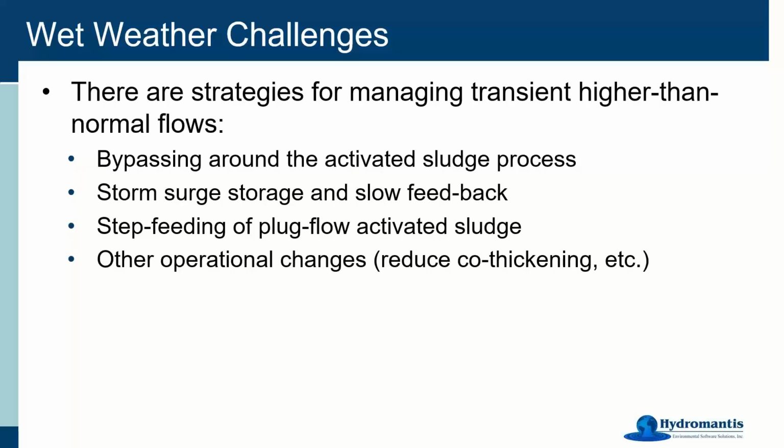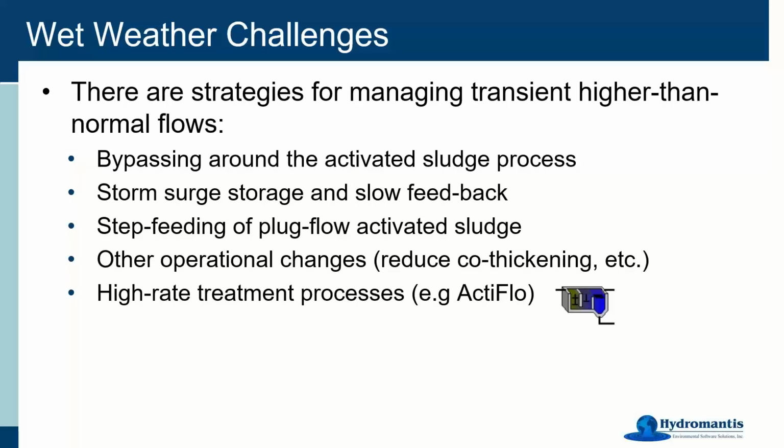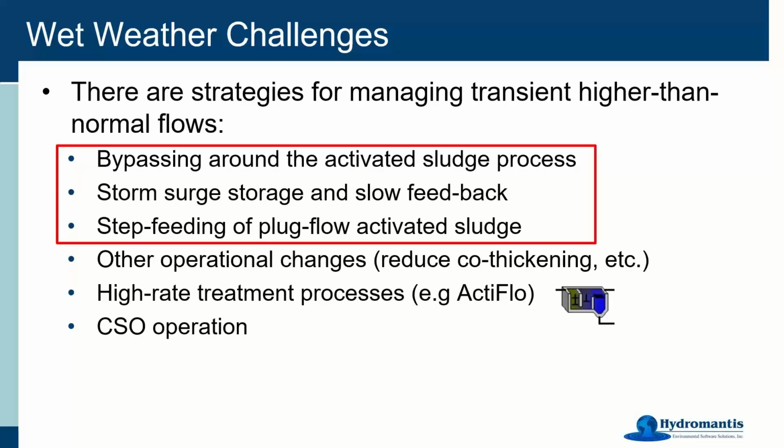There's also things that you can do. You may want to reduce your co-thickening. You may have special high rate treatment processes like an active flow system, and there's the image of the object that we use in GPSX to model that. And CSO operation I mentioned before, sort of storing that or managing the flow coming to the plant. That's a bit outside the plant boundary fences there.